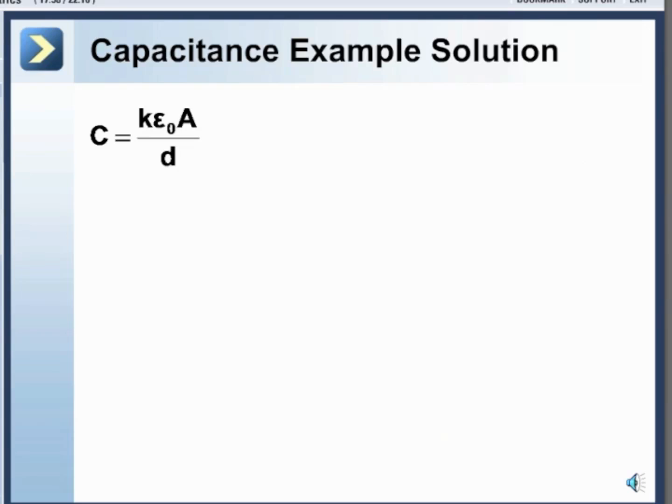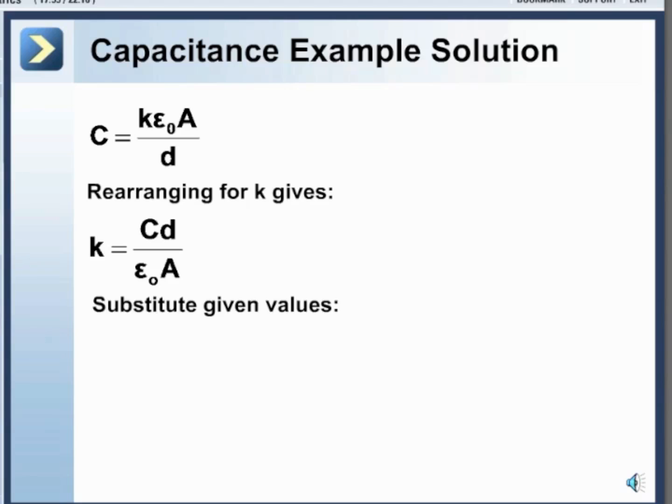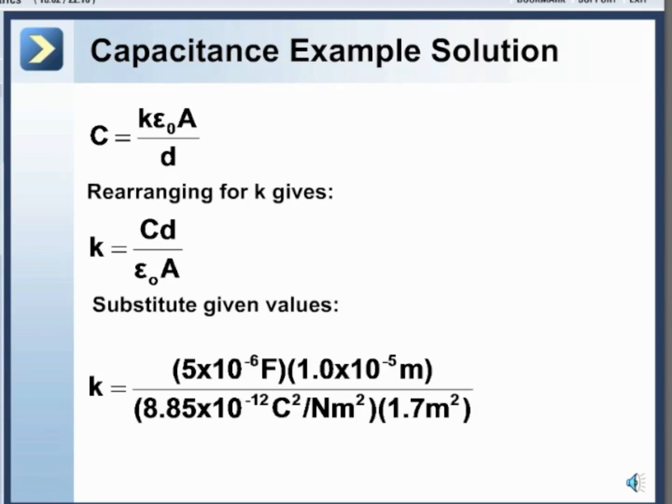All right, let's go through the solution. We're going to use the equation C, or capacitance, equals K ε₀A over d. And we can rearrange for K, and that's going to give us an expression that has K on the left, and that is K equals Cd over ε₀A. And now it's just a matter of plugging in what we know, putting in the givens, and then doing the calculation. So when we put in all the givens from the problem, we end up with 3.3 as our dielectric constant K.